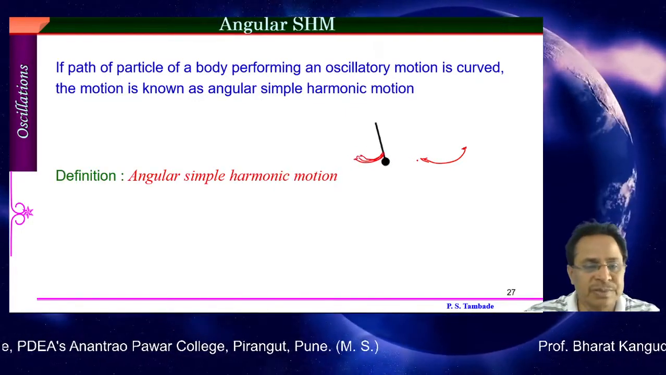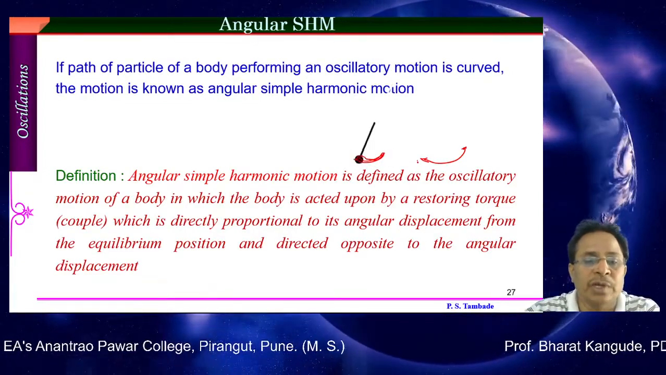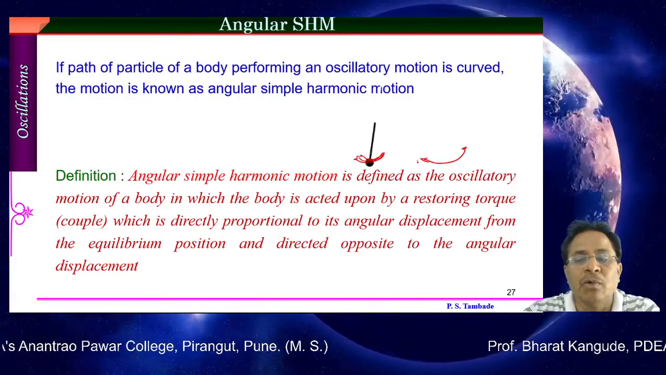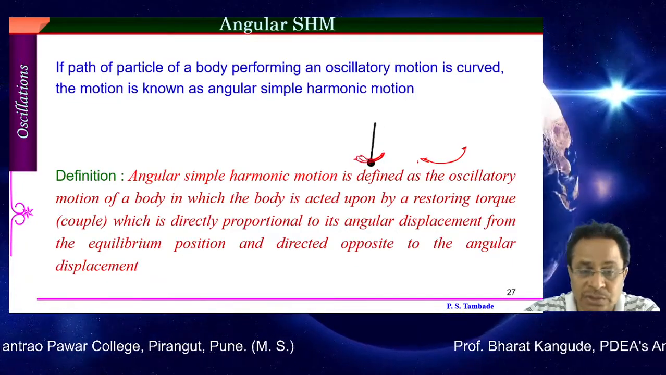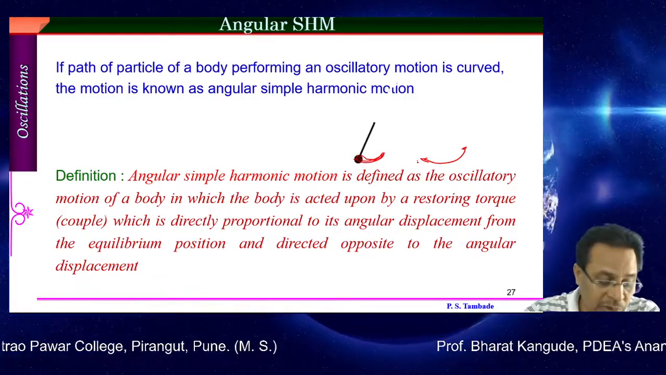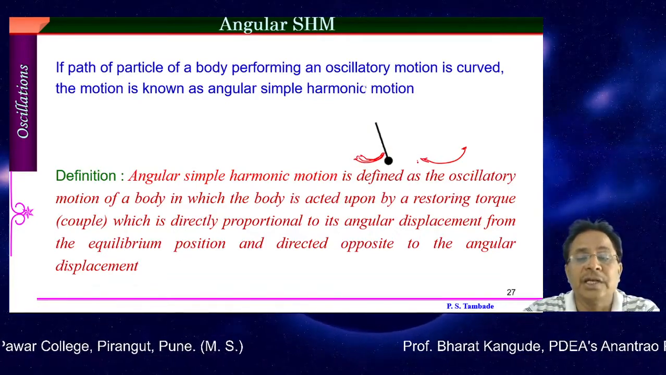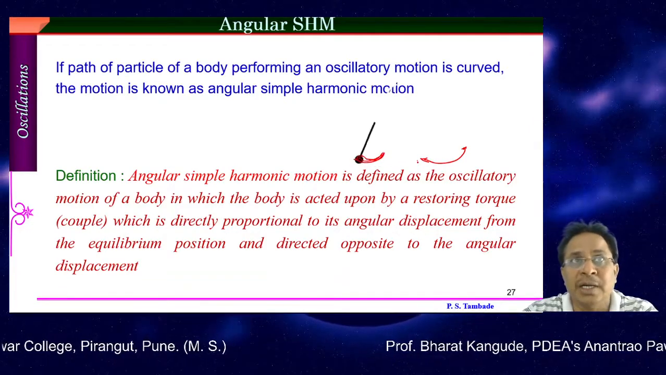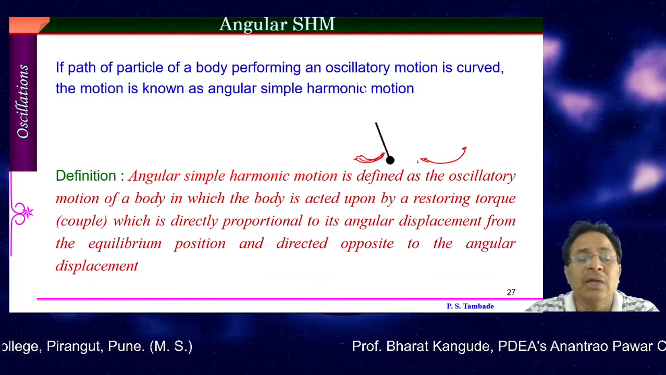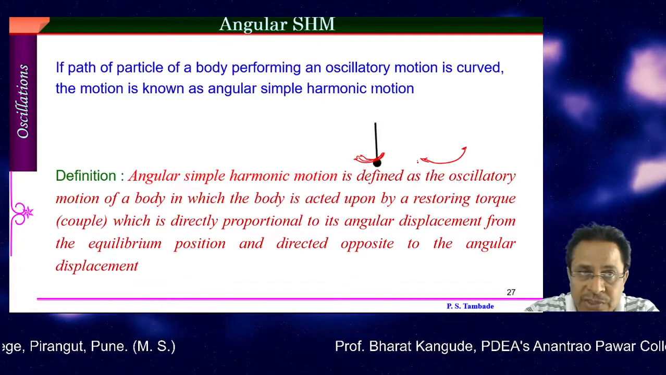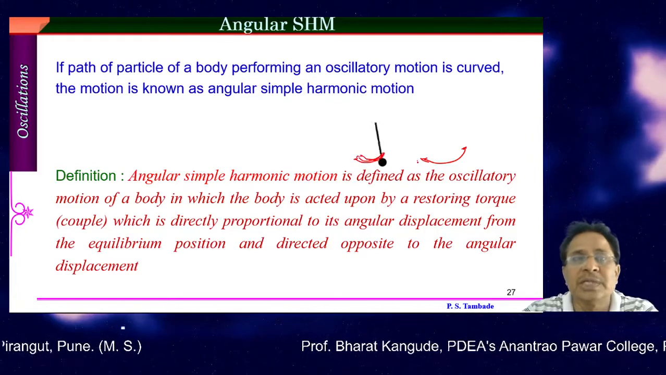Now its definition is very simple. Angular simple harmonic motion is defined as the oscillatory motion of a body in which the body is acted upon by a restoring torque, a couple. Now it's not a restoring force; restoring force is for the linear simple harmonic oscillator. In the angular simple harmonic oscillator, it's a torque which is directly proportional to its angular displacement, now theta, not x, from the equilibrium position, and it is directed opposite to the angular displacement. It is the same definition we used in linear simple harmonic motion.